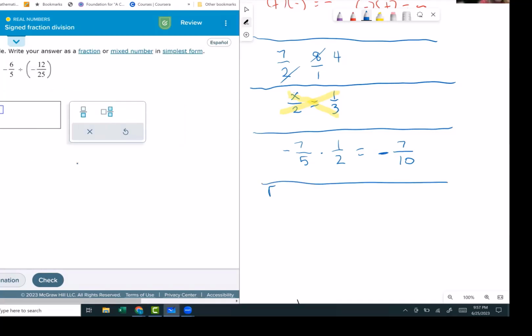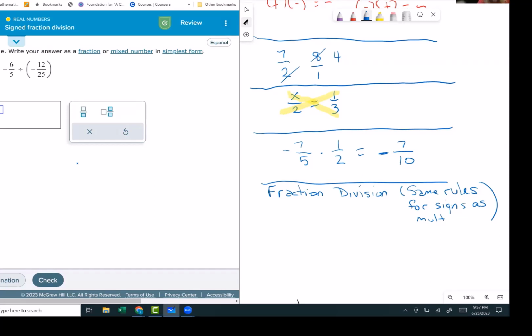Fraction division. It has the same rules for signs as multiplication. Negative divided by a negative, same as negative times negative, and so on.